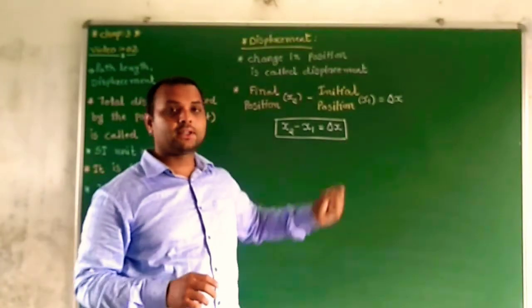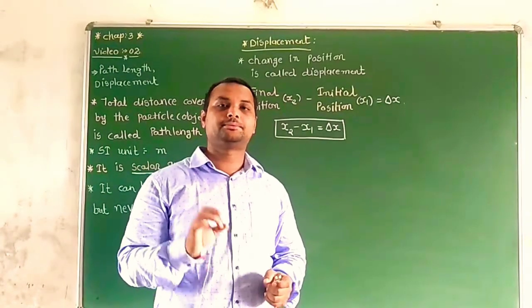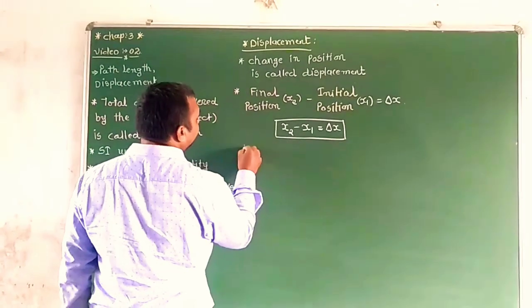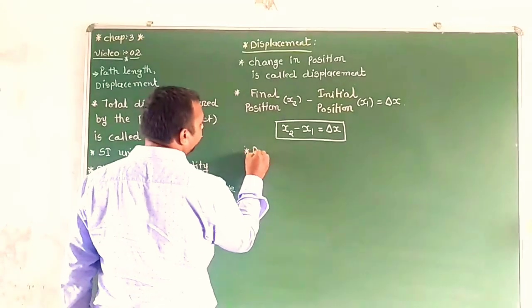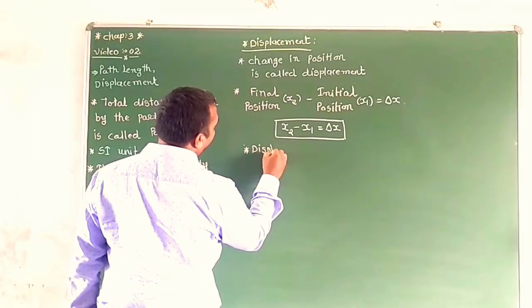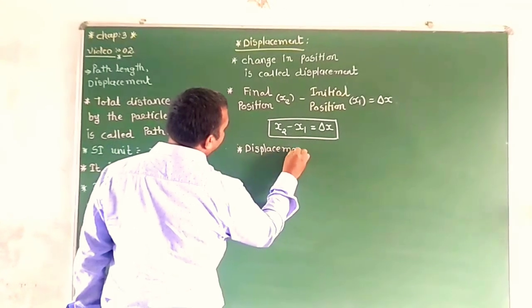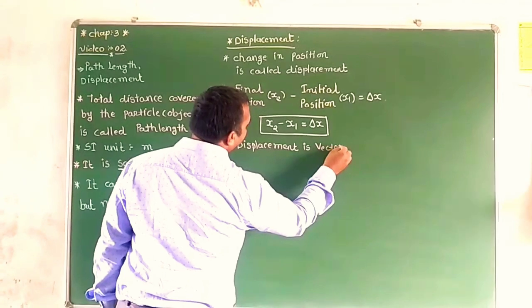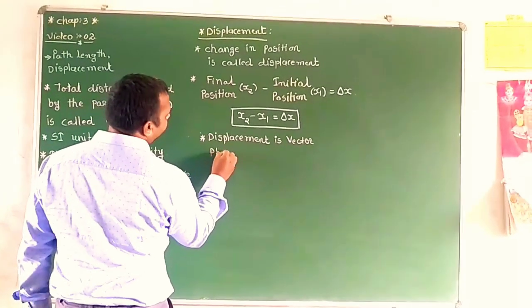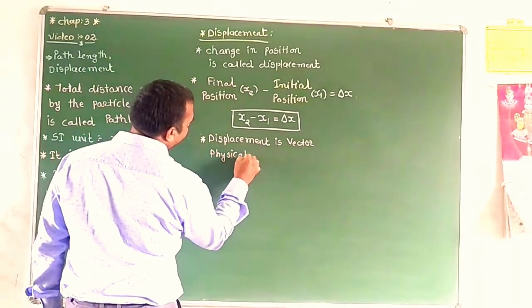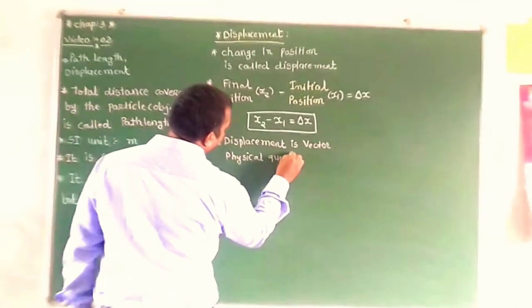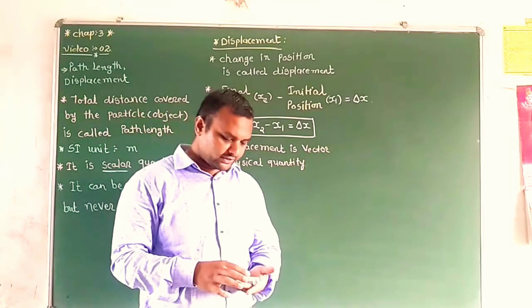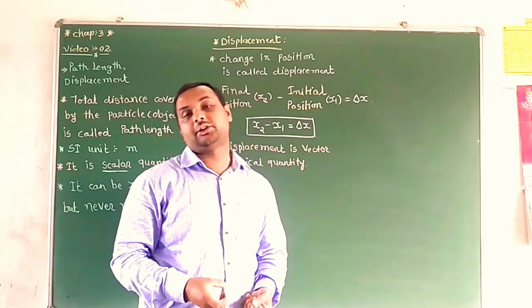Delta x is called displacement and it is the vector physical quantity. So we will write displacement is vector physical quantity. Okay, so as per the definition you have to take care about the direction.